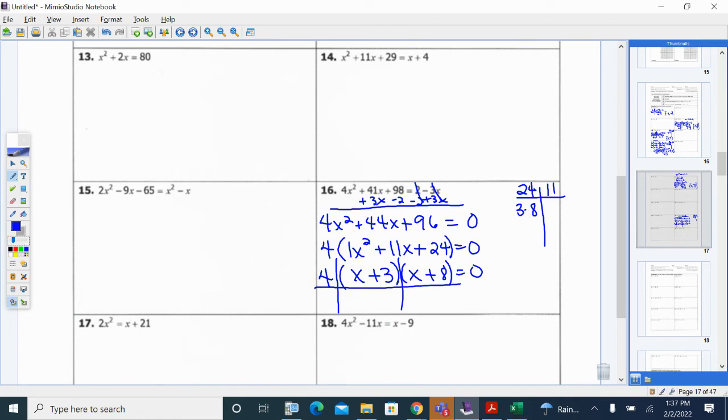But the 4 does not have an x on it. So therefore, the 4 does not give me a solution. Only the factors that have an x are going to give you a solution. So take your x plus 3, set it equal to 0, subtract the 3, x equals negative 3. And x plus 8 equals 0, subtract the 8, and you get x equals negative 8. So my two solutions are negative 8 and negative 3.